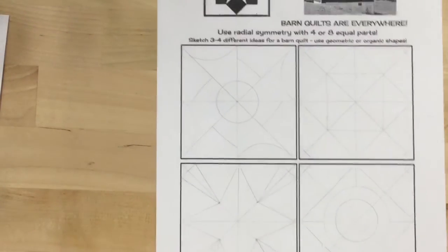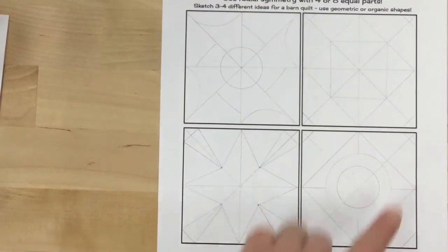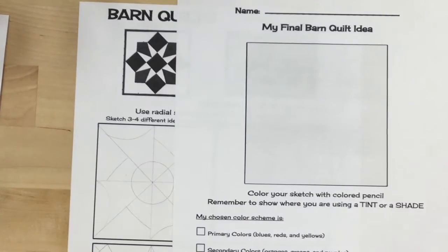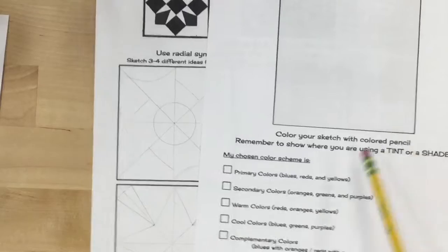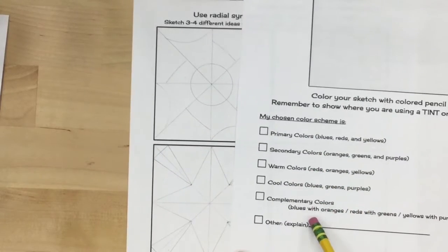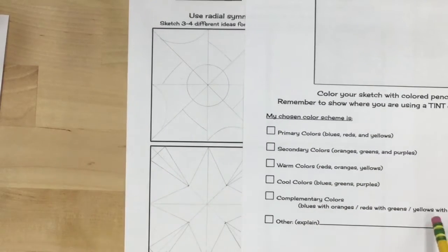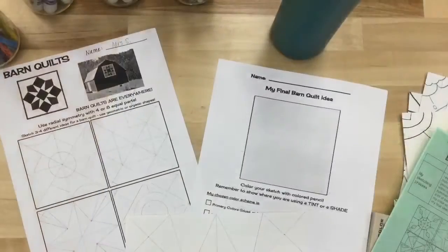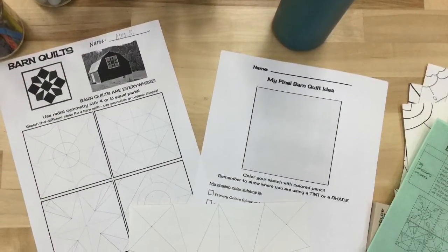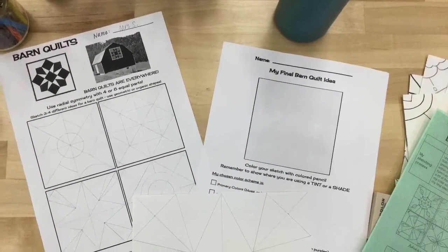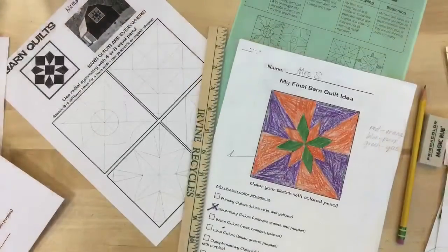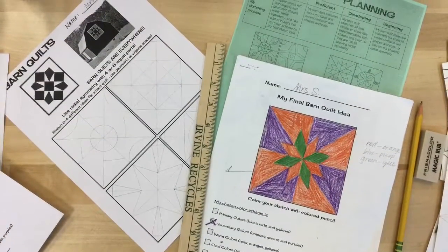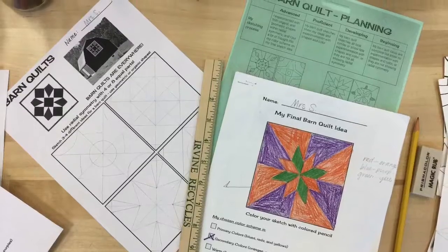Once you have planned 3 to 4 good ideas, you can get out your final barn quilt idea sheet. Draw your best project idea on that square and think of your color scheme. Your final idea can be a whole new design, but it does need to be in color with your color plan in mind.